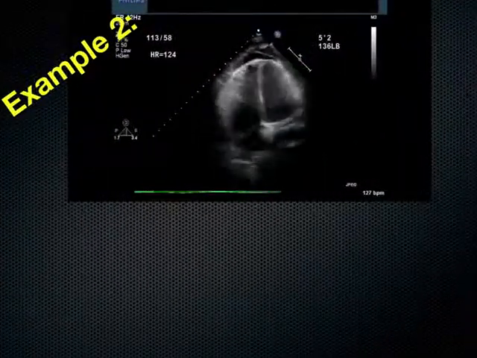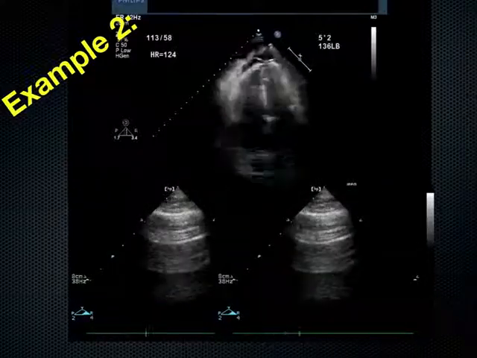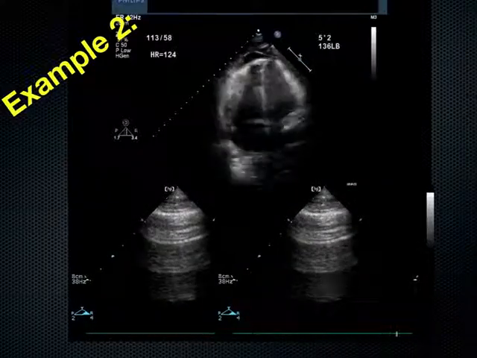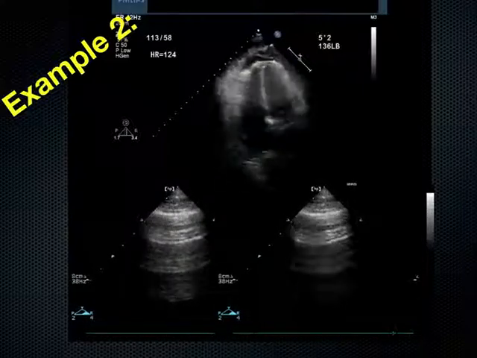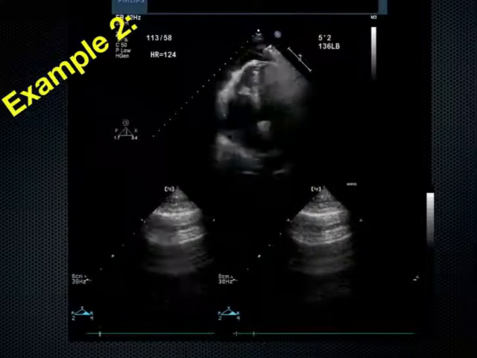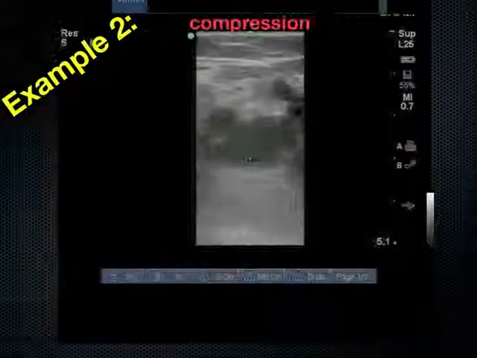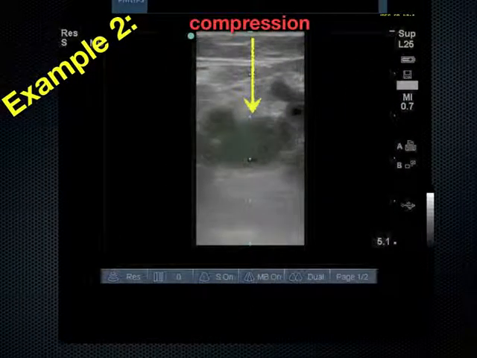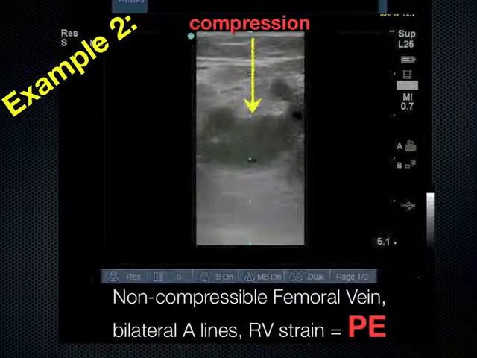Another example, patient short of breath. And what we see is a very hyperdynamic heart with a little bit of right ventricular enlargement and bilateral A lines. Well, what is a diagnosis that can combine right ventricular strain and normally aerated lungs? If you're thinking PE, then you're thinking correctly. Look down in the legs, place compression venography, and if you cannot compress the vein, then you are looking at PE.